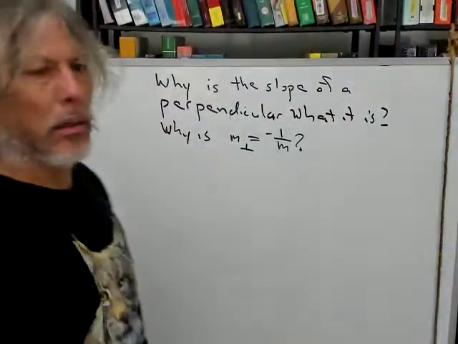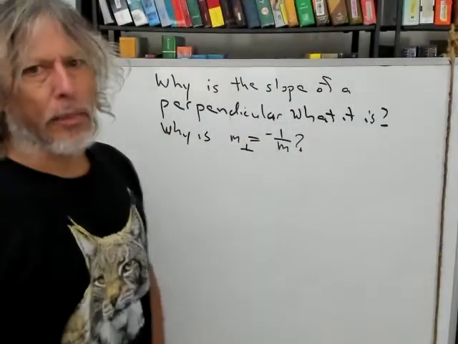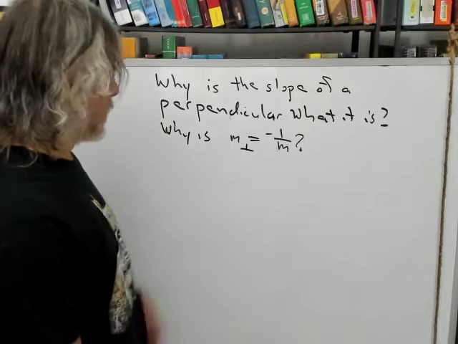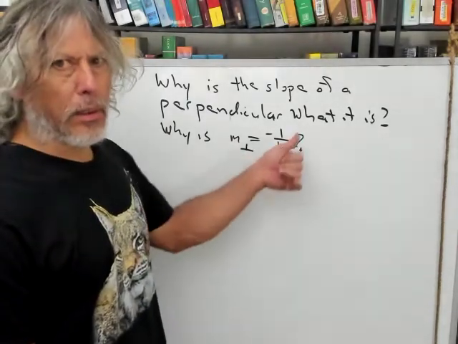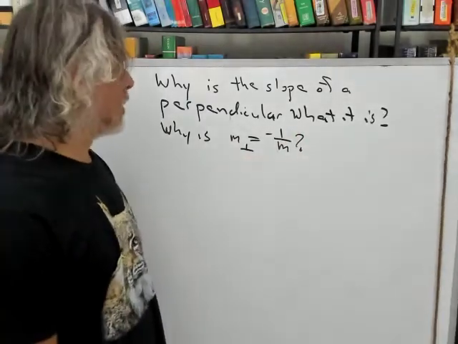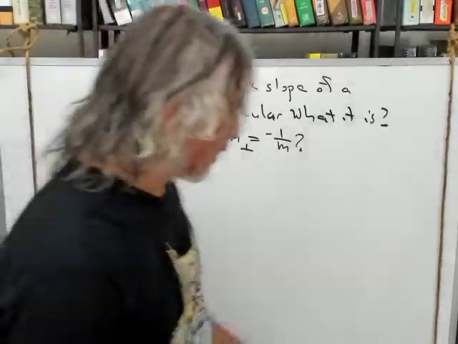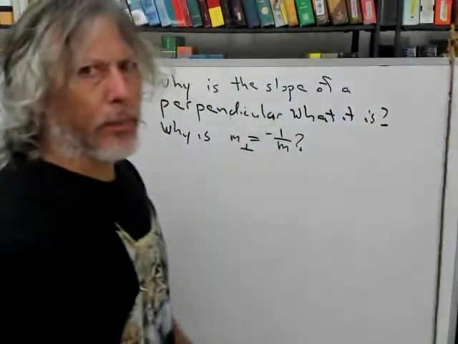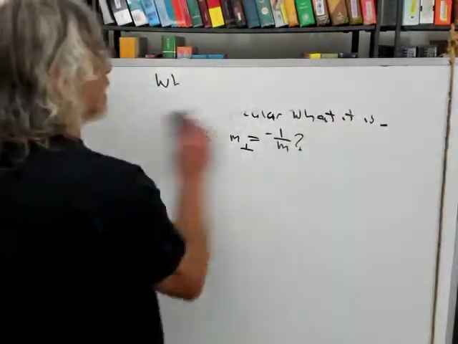All right, hey there. So, why is the slope of a perpendicular what it is? Why is the slope of a perpendicular the negative reciprocal? Here's one reason, one way to look at it. So, some preliminaries.